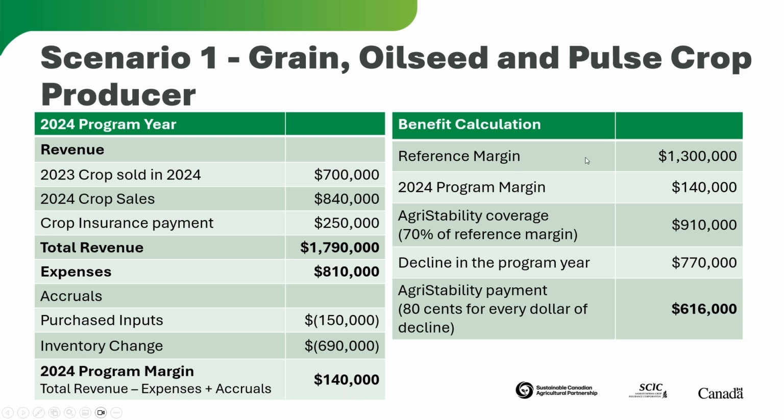Now the chart on the right is specific to the benefit calculation. Historically, the reference margin is 1.3 million. The trigger point to trigger a benefit is 70% of that reference margin, so that is $910,000. The program year margin came in at 140,000, so there was a decline of $770,000. AgriStability pays 80% of that decline. $616,000 is the amount of benefit that was sent to this producer.